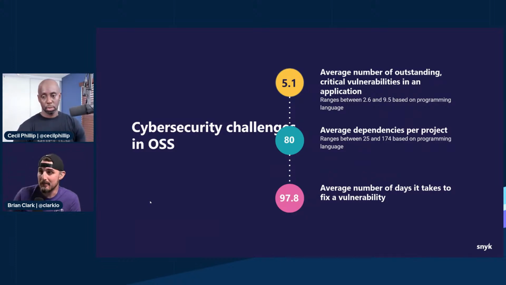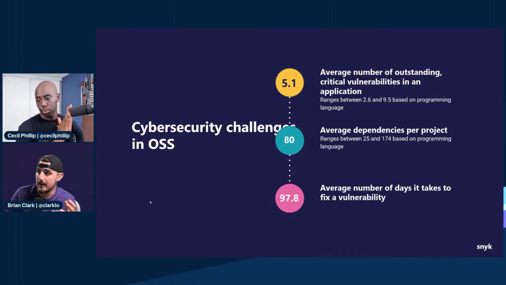So cybersecurity, some of the challenges we're realizing, with some stats to back this up: the average number of outstanding critical vulnerabilities in an application found in the study we ran was about 5.1. When we say that, there are certain levels we categorize vulnerabilities into: critical, high, medium, and low, in terms of how impactful they can be. How devastating can that vulnerability be on the systems that are susceptible to it?